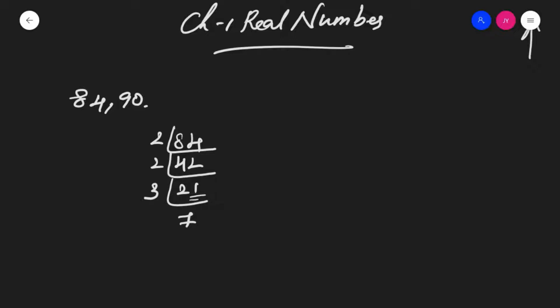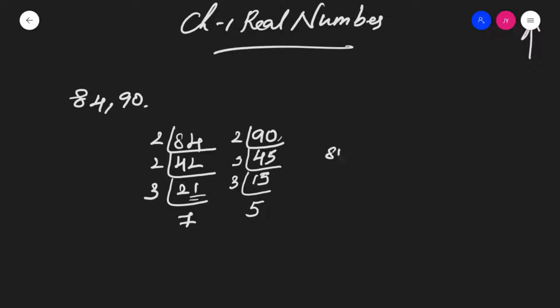So let's write the prime factorization of 90 now. 90. It is ending with an even number, so it is divisible by 2. So 90 by 2 is actually 45. 45 is not ending with an even number, so it is not divisible by 2. So what's the next prime number? 3. Is 45 divisible by 3? Yes. 3 15s are 45. And again, is 15 divisible by 3? Yes. 3 5s are 15.